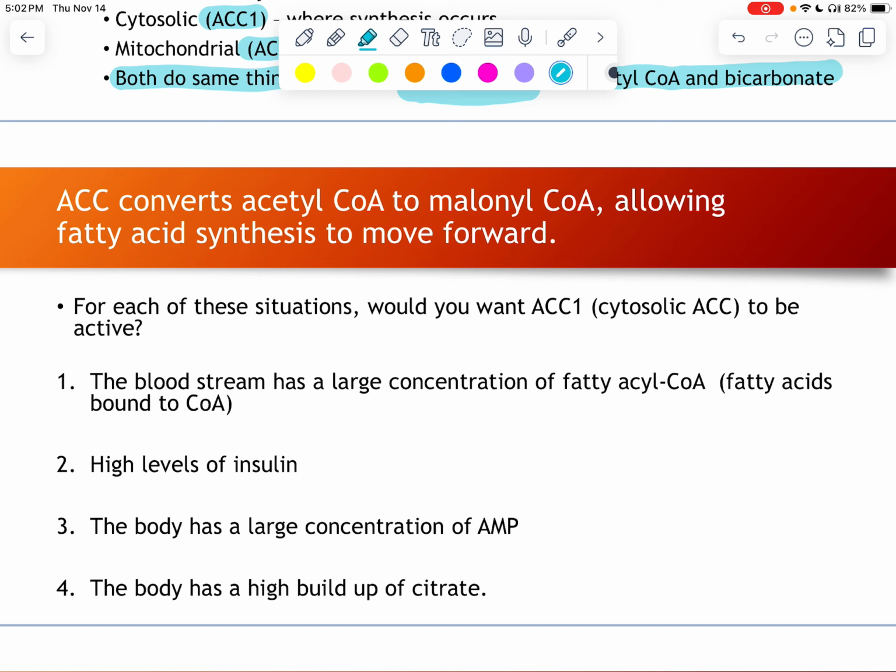When ACC converts acetyl-CoA to malonyl-CoA, that allows synthesis to move forward. So what I want you to do is stop and think for each of these situations, and right now we're just going to think about the cytosol, about synthesis of fatty acids. Would you want this to be active or inactive? I think you should pause the video and think about each of these, then pick it back up and compare what you get to what we talk about. So pause the video and give it a try.